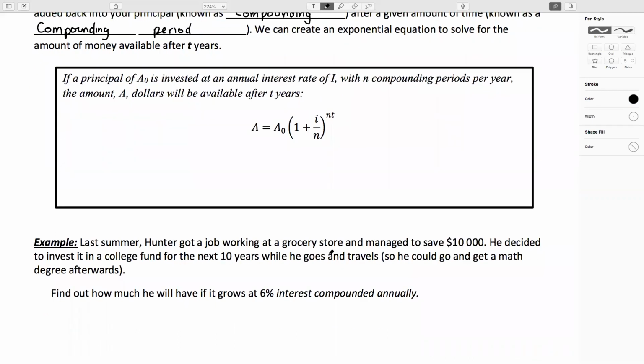So let's talk about the formula. If a principal of A0 is invested at an interest rate of I, with n compounding periods per year, the amount A dollars will be available after t years. So we've got 4 variables here. We've got A0, that's the principal. We've got I, which is the interest rate. Be really careful. You can't just punch in 6%. You have to divide by 100 still. N is going to be your number of compounding periods within a year. T is the number of years, and A is what you call the future value. This is how much your money will grow to after the term has expired.